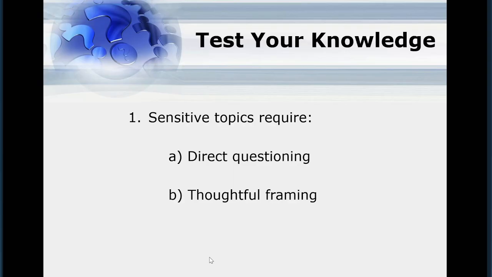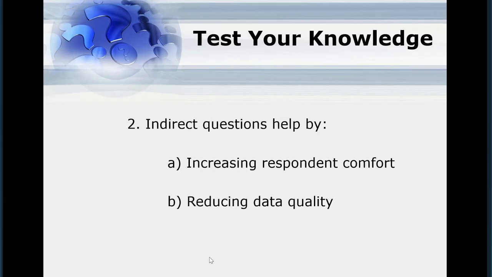Sensitive topics require thoughtful framing. Indirect questions help by increasing respondent comfort. Please make a note of it.